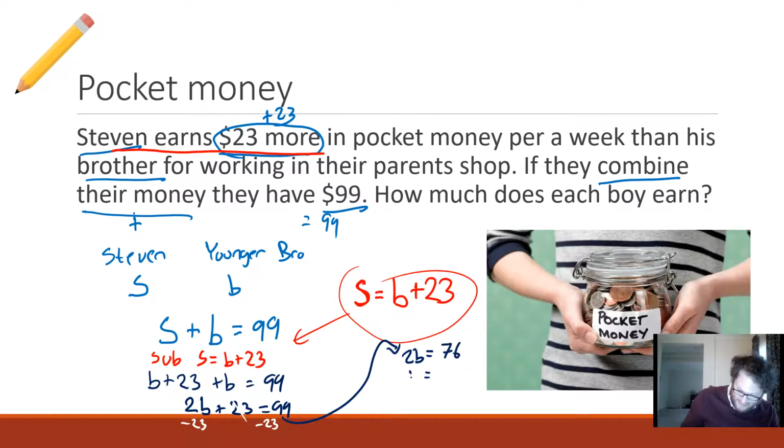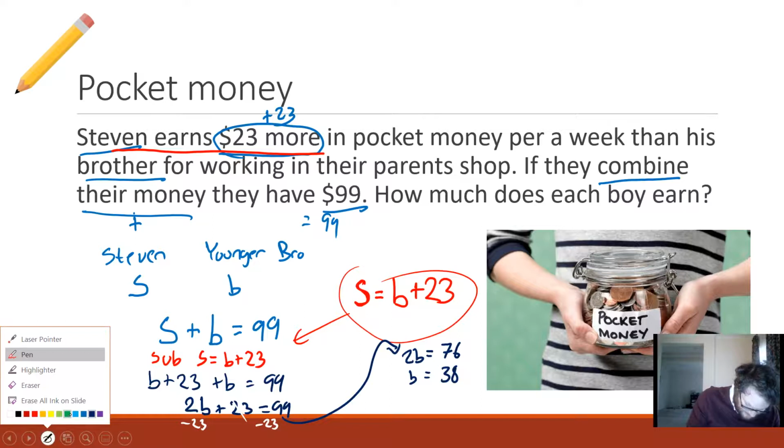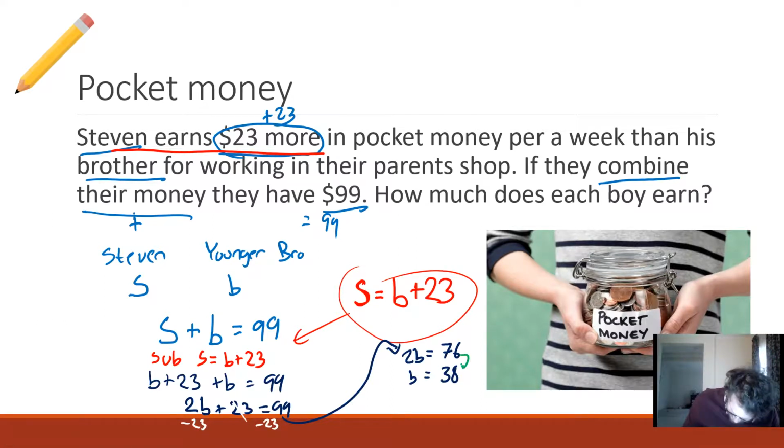Which means that the younger brother earns a total of $38. I worked that last step out by just dividing both sides by 2. Now that I know how much money the younger brother makes, I know the older brother, Stephen, is going to make 38 plus 23, which means he's going to make a total of $61.